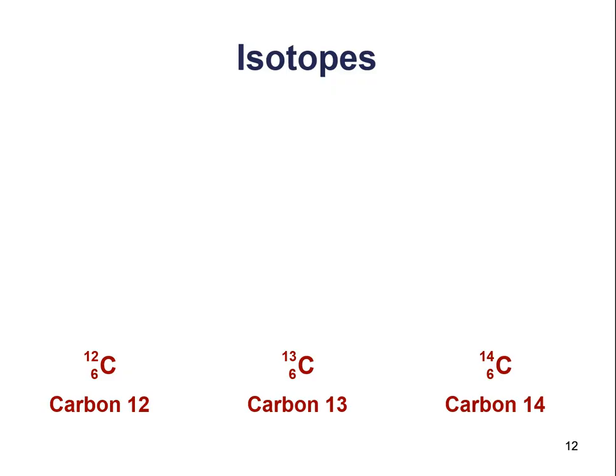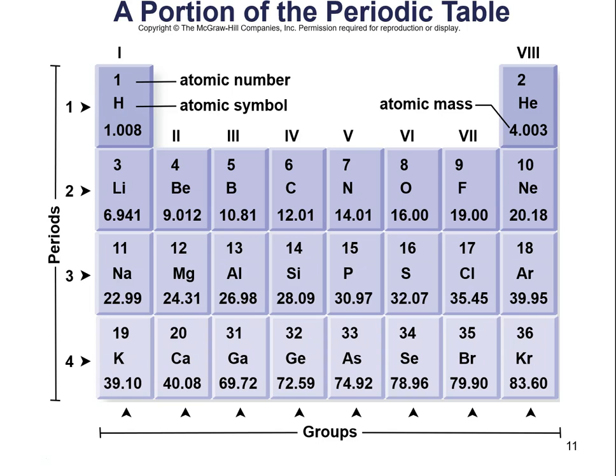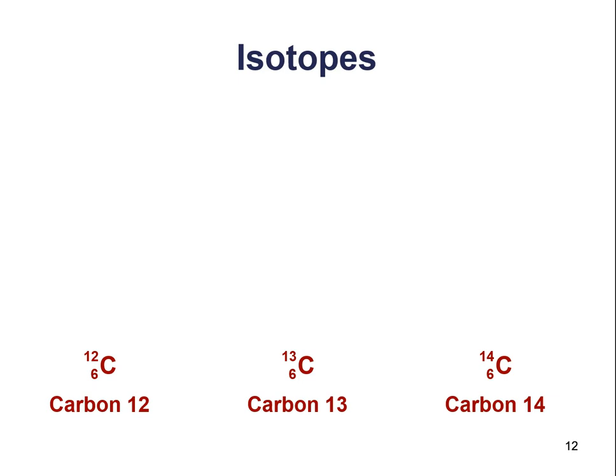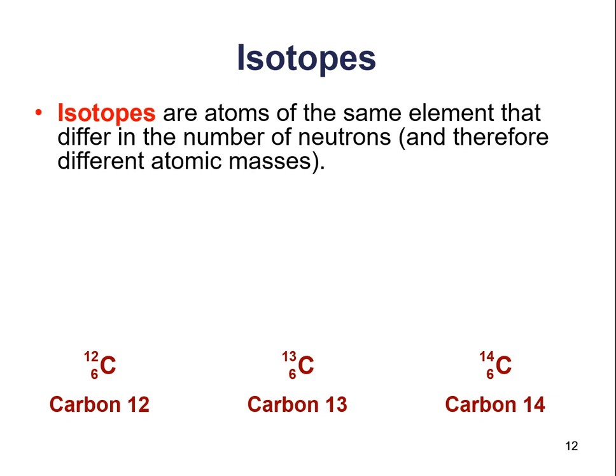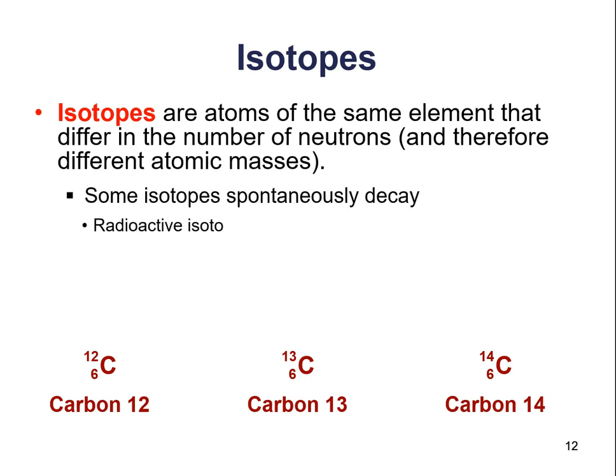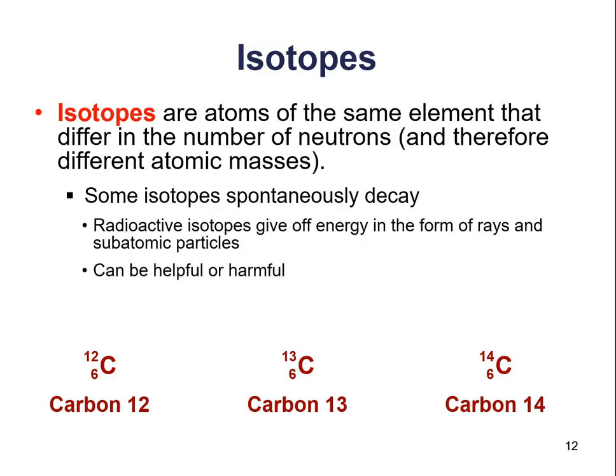Again, we said those elements in the periodic table are all neutral. Now, elements aren't always all neutral. If we talk about isotopes, they're atoms of the same element, but they differ in the number of neutrons, and therefore they have different atomic masses. Here, this is carbon 12, what we just saw before.